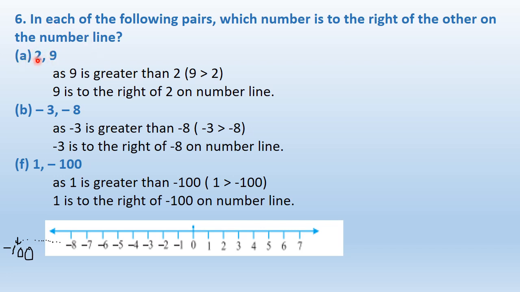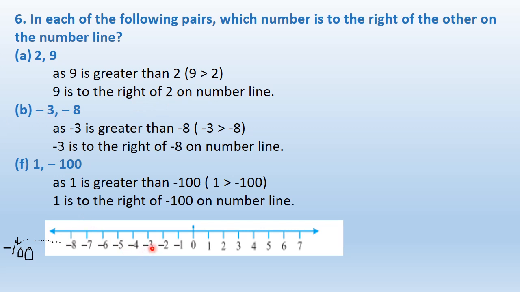So first is out of 2 and 9. So as we know 9 is greater than 2. 9 is to the right of 2 on the number line. You can see here 2 is here, 9 should be here. Means 9 is on right hand side. Okay, so here you have to write the answer: 9 is to the right of 2. Okay, like this.